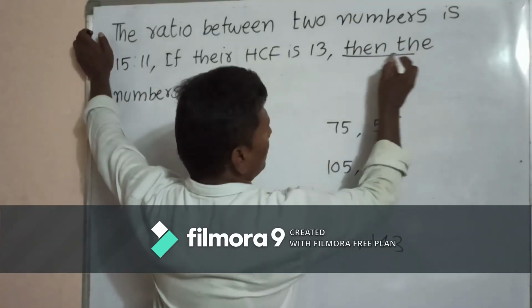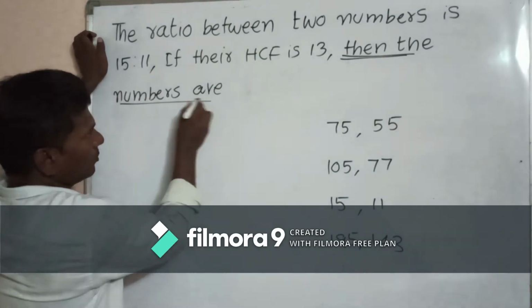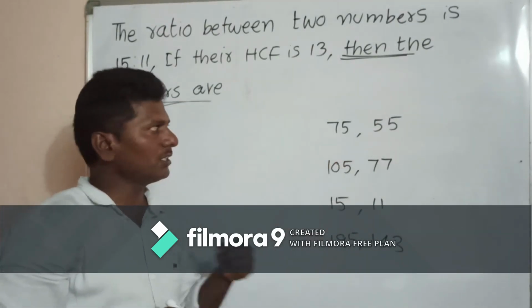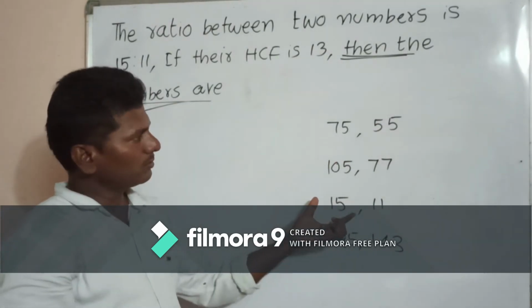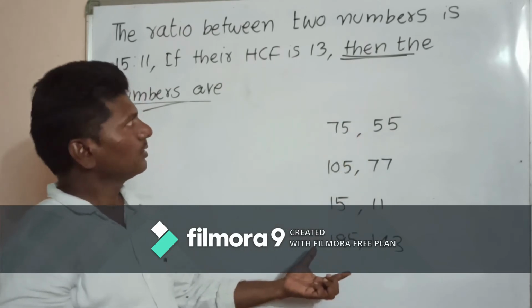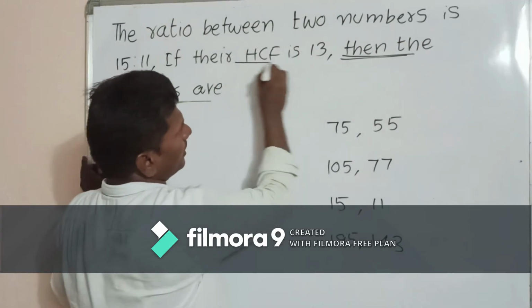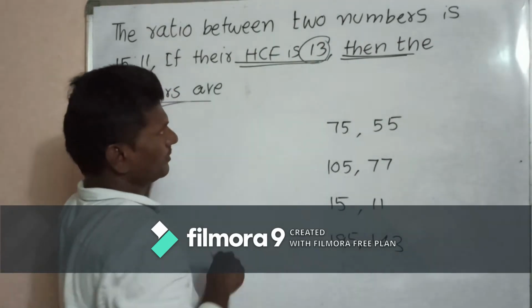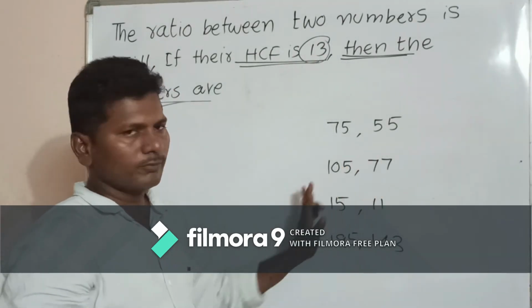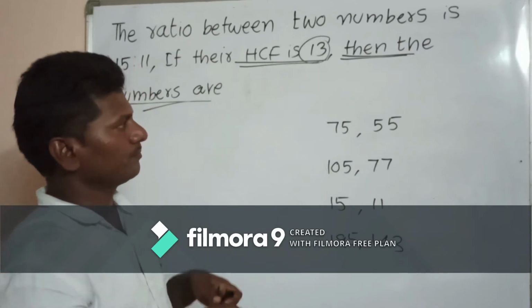Here we are asked to find out the two numbers. Two numbers are given here. To find out those two numbers, HCF is enough. In this problem, HCF is given as 13. That means these two numbers must be divisible by 13.